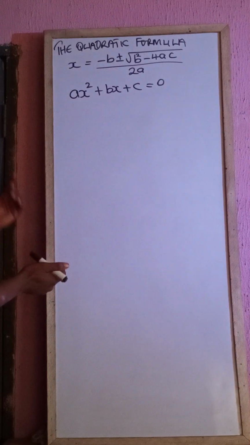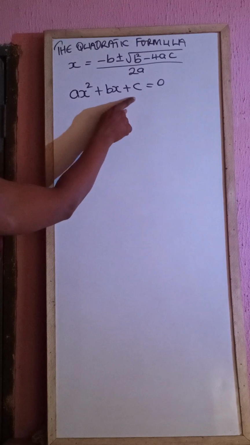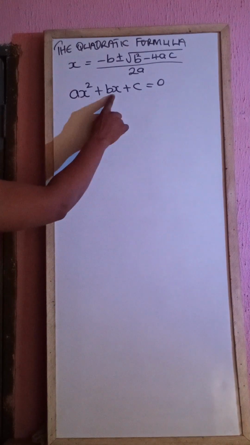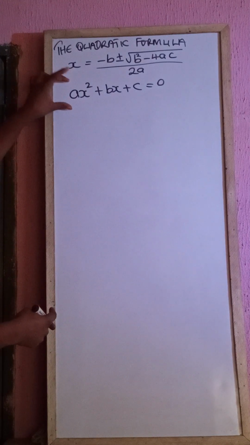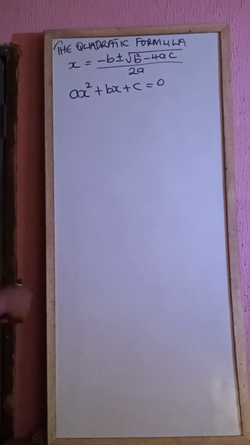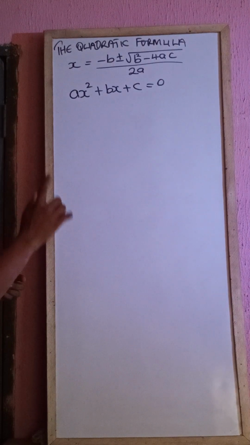Now, the general form of every quadratic equation is given as this: ax squared plus bx plus c equals 0, where a, b, and c are arbitrary constants. So we want to use the completing the square method to derive this formula. Using the completing the square method, the first step is to ensure that your a is equal to 1.